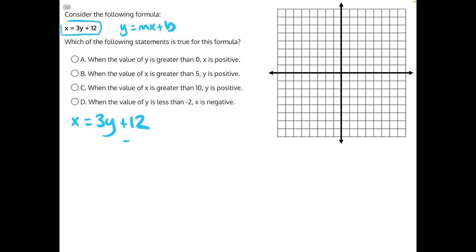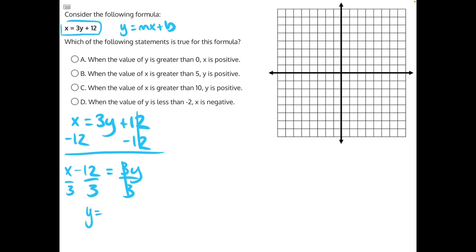12 is being added, so the opposite or inverse operation is going to be subtracting 12 from both sides. These 12s will cancel, giving us x minus 12 is equal to 3y. Then 3 is being multiplied to y, so the opposite is to divide everything by 3. These 3's will cancel, giving us y is equal to x divided by 3 minus 12 divided by 3 is 4.